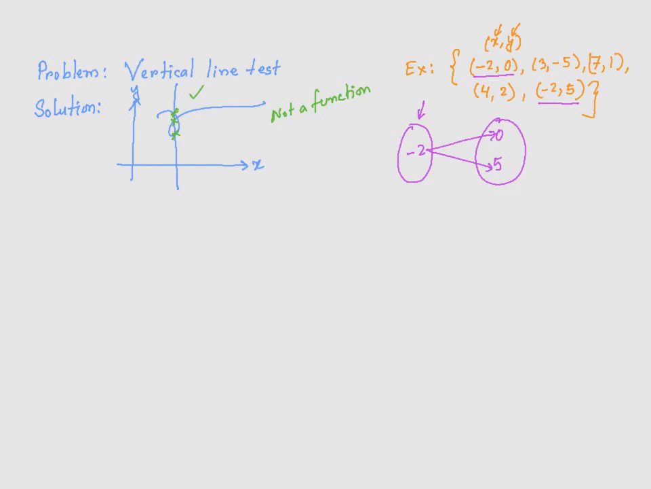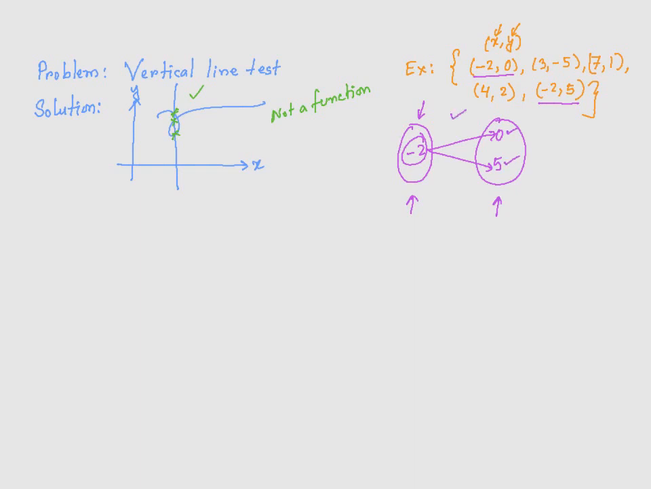Let me remind you of the definition of a function. What it says is this. A function is a mapping between two sets where each item in the first set maps to only one item in the second. Once again, a function is a mapping or relation between two sets where each item in the first set maps to only one item in the second. However, in this case, -2 is in the first set, but it maps to two different numbers in the second set. Therefore, it does not form a function.